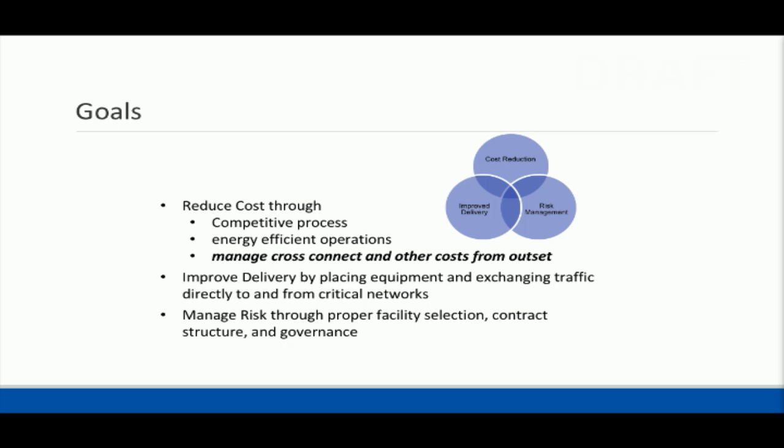Improving delivery, and there's a lot of aspects to that. That's moving to the next generation of services. That's making your existing services more efficient. It's improving problems you may have with existing services. A new data center is all about doing that.